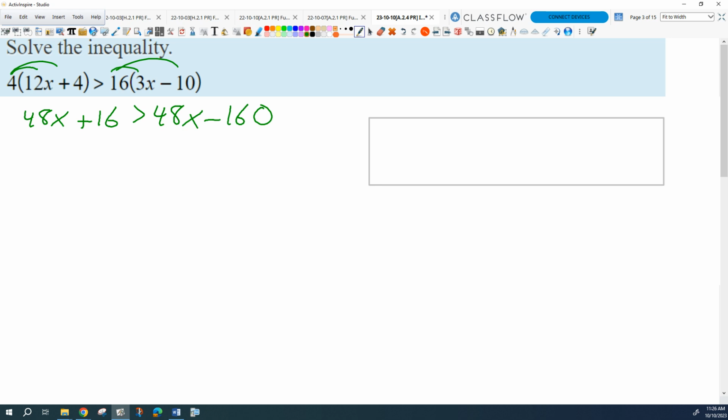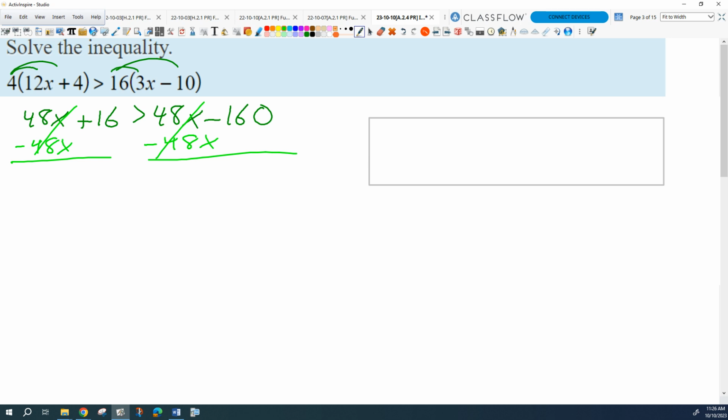Okay, what's that mean? Like what algebra step am I going to do? Subtract 48x. Agreed? I cannot have multiple x's, and think about why that is. I have to have either one x or no x's, right? No x's is okay. In this case, that's what happens. When I subtract 48x from both sides, all the x's go away.